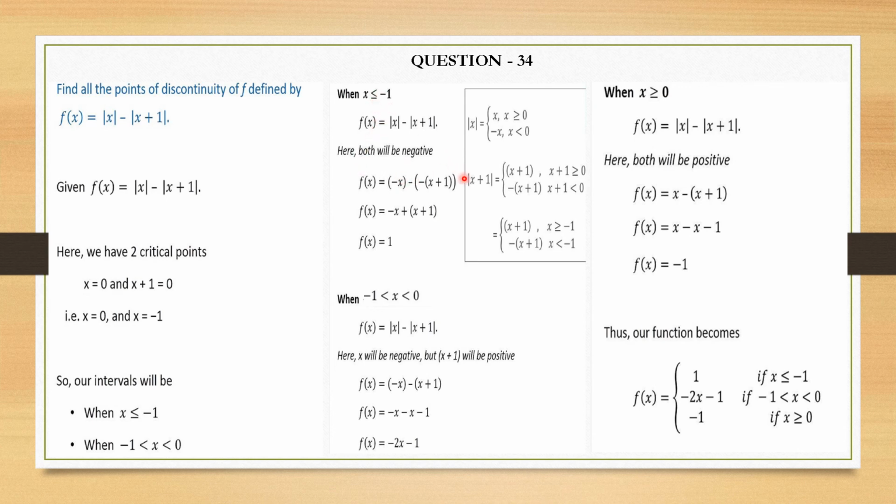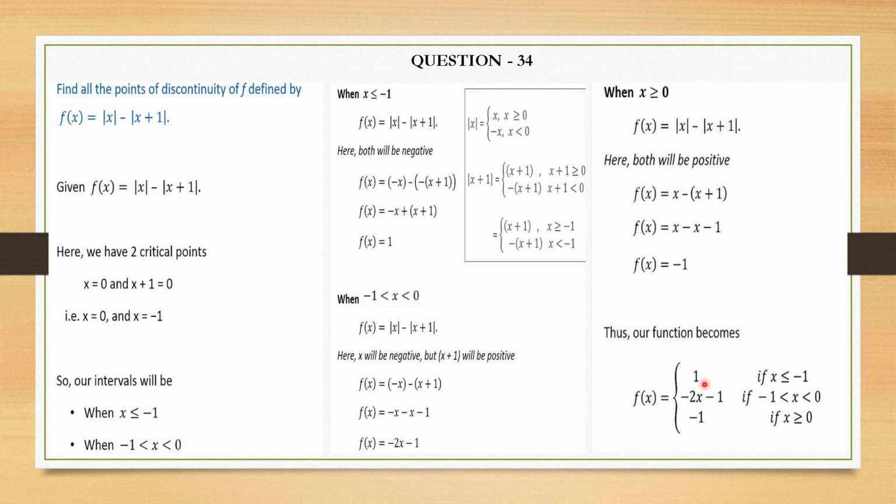For x less than or equal to minus 1, the condition is that x is less than 0, so this is negative, meaning minus x, and this turns out to be also negative. So it will come outside as minus times, so it is minus of this plus x plus 1, that is, f(x) is 1. So that's why the function is 1.